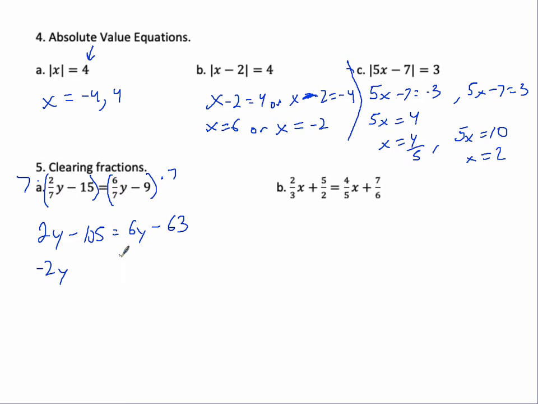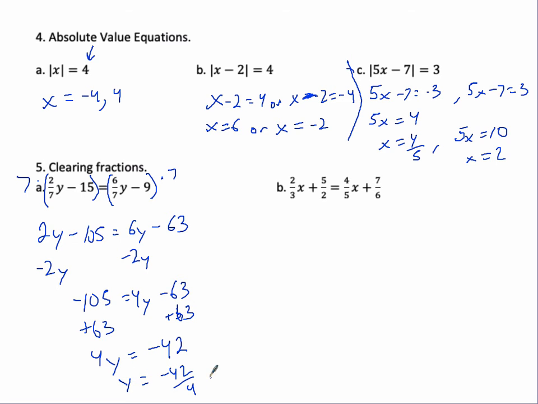Okay, then we subtract 2y from both sides. We get negative 105 equals 4y minus 63. Add 63, and we get 4y equals negative 42. So y equals negative 42 over 4, which equals negative 21 over 2.